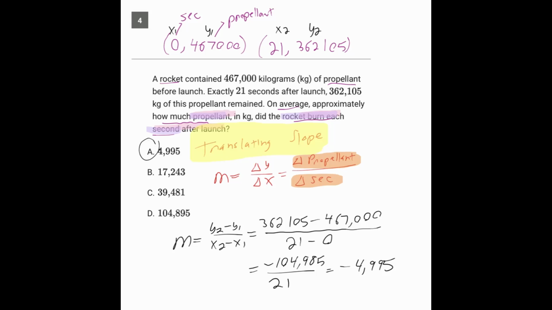Now the negative is not there in the answer because we know that it's the amount that's being burned each second. In other words, there's an implied negative in the wording, so we don't actually have to see it in the answers. But once again, the answer is A.